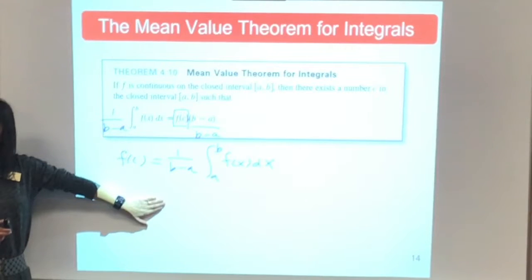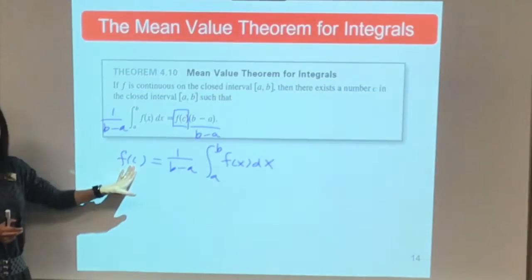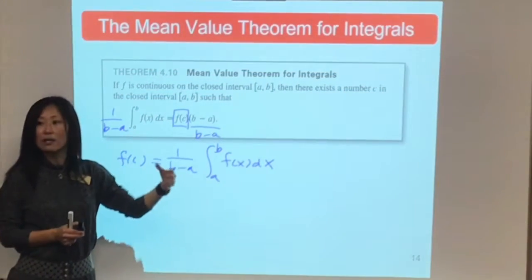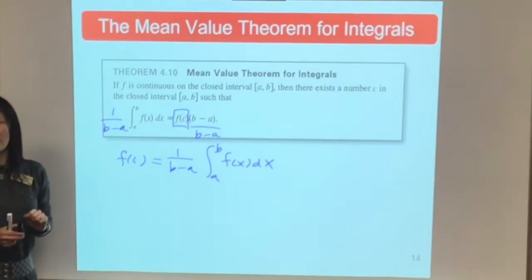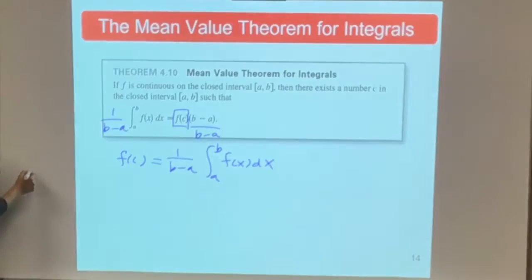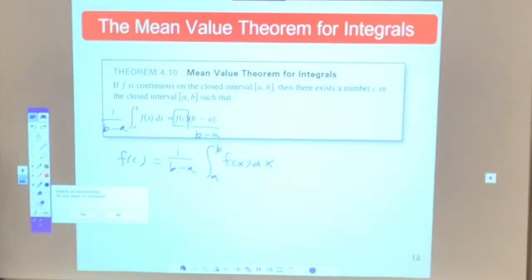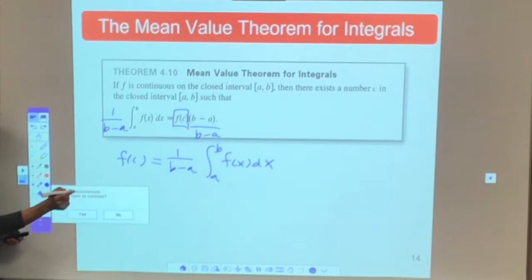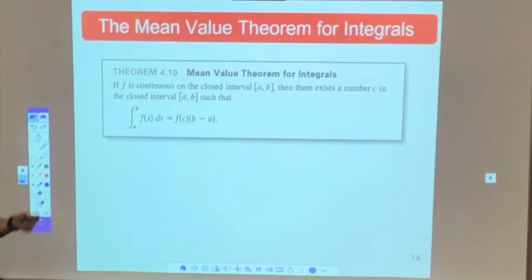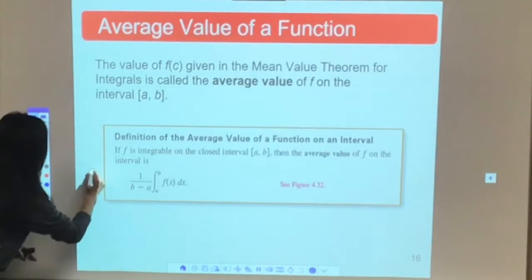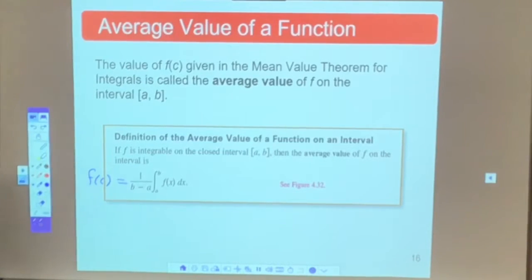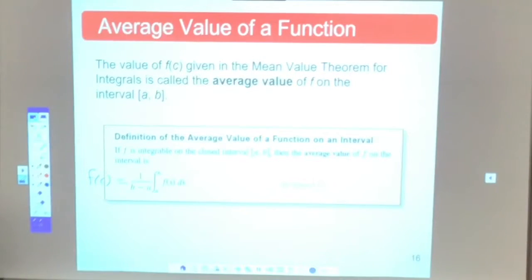So that's what I'm going to do for your next example. Is everybody with me now? How I got this f of c is equal to this? I just did some algebra manipulation, divided by b minus a, divided by b minus a. Is everybody good? Okay. I was just trying to figure out what this is. 4.4, we still continue from yesterday. So this is the average value of a function. Is everybody with me?